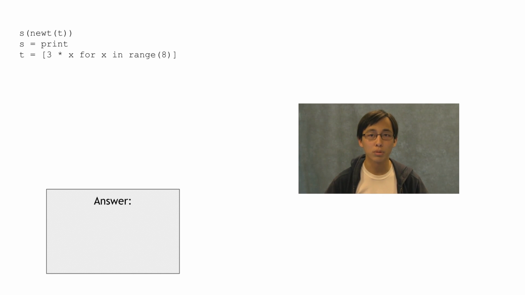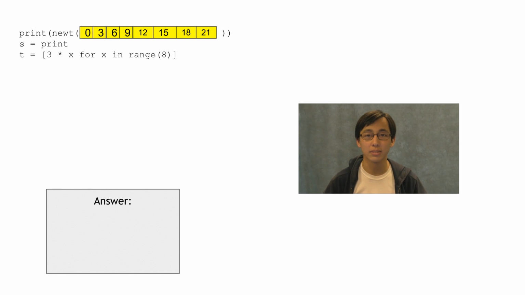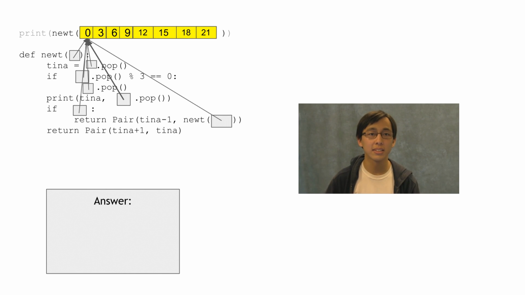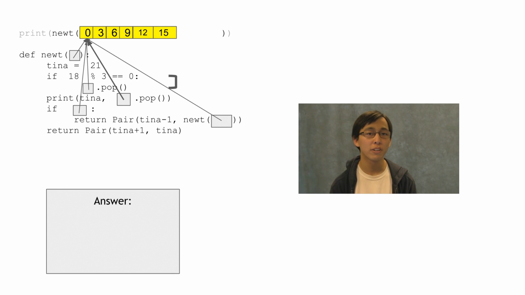Let's replace S with print and T with this list. Hopefully you can see why this is the case. We pass in our list, Tina is set to 21, which is then popped off the list. 18 is popped off to see if it's divisible by 3, which it is. Then we follow the if statement to see what we need to do. We need to pop off the list again, so now 15 is removed.